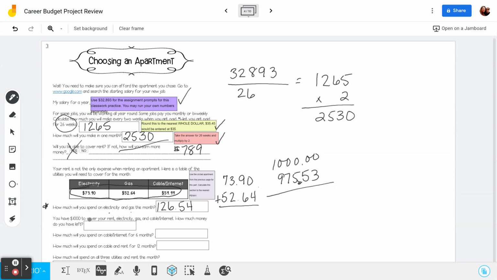And when we do that, we get $24.47. How much would you spend on cable and internet for 6 months? So you're just isolating this number here, and you do $59.99 times 6. So that would come out to $359.94. How much would you spend on cable and rent for 12 months?